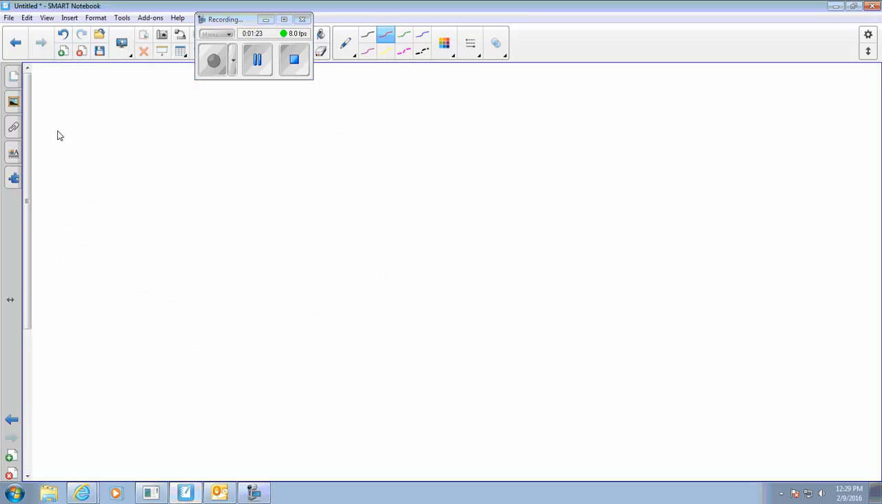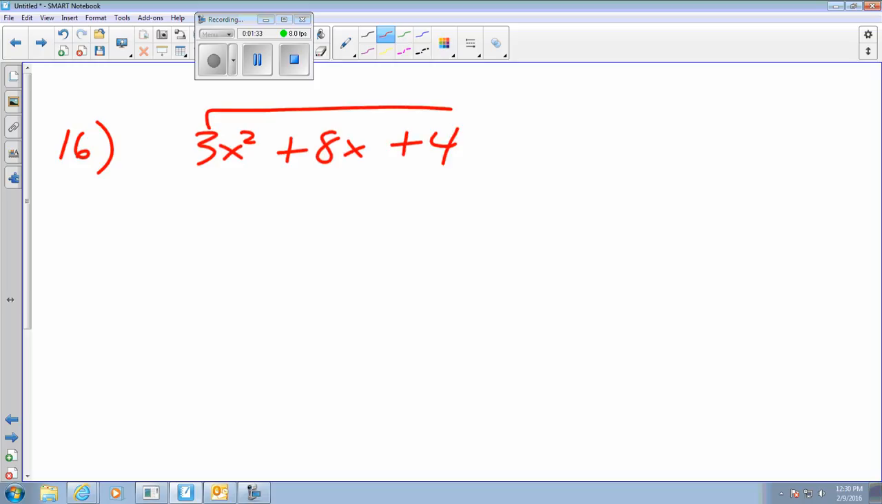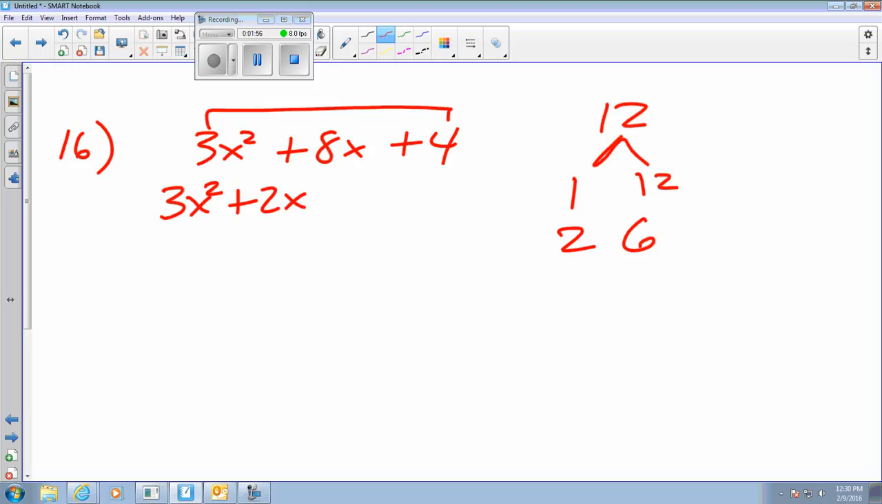We're going to do question 16 now from the same section, which is 3x squared plus 8x plus 4. Same process, we multiply a times c, and we're looking for factors of 12 that add up to 8. My factors of 12 are 1 and 12. That doesn't add up to 8. I also have a 2 and a 6. That's the one I'm going to use because 2 plus 6 adds up to 8. So I'm going to rewrite this as 3x squared plus 2x plus 6x plus 4.